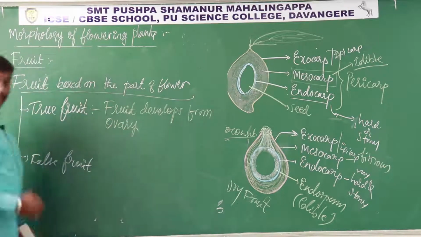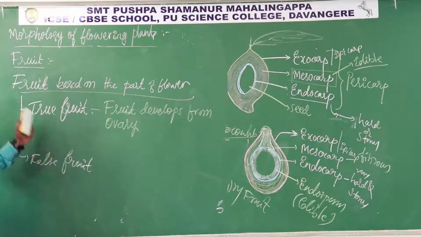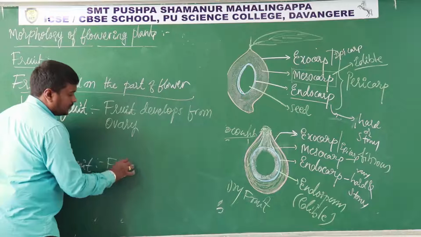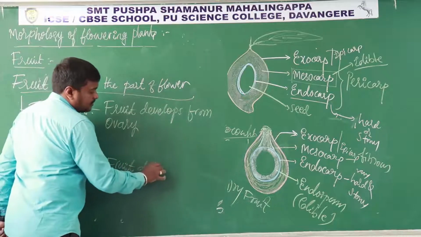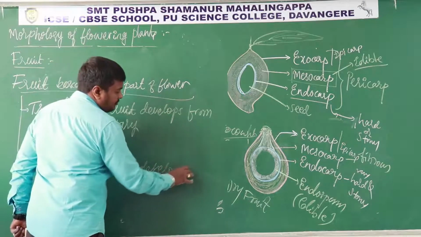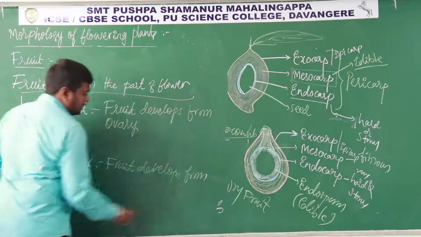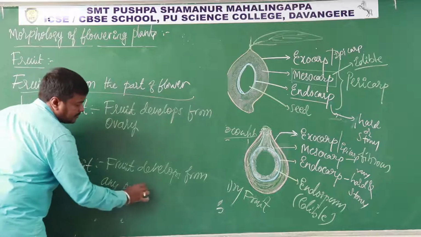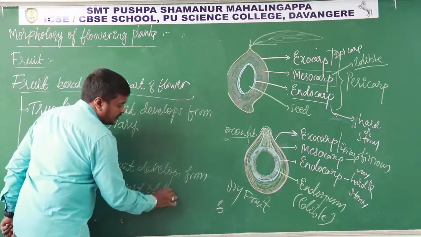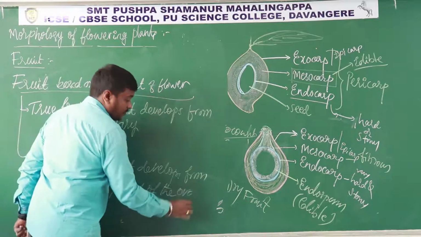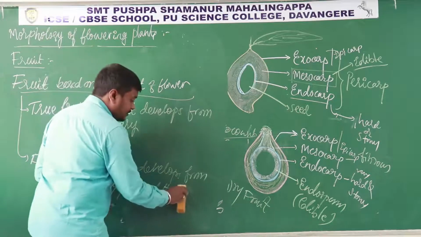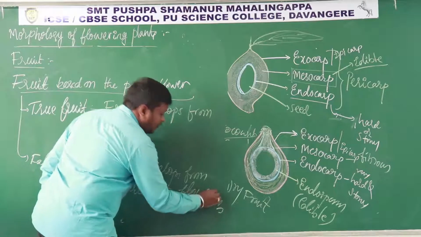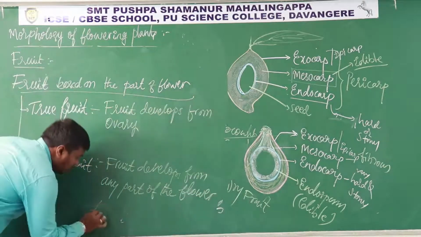Fruit develops from ovary. If fruit develops from the ovary, it is called a true fruit. Then what is that false fruit? Fruit develops from any part of the flower other than ovary.